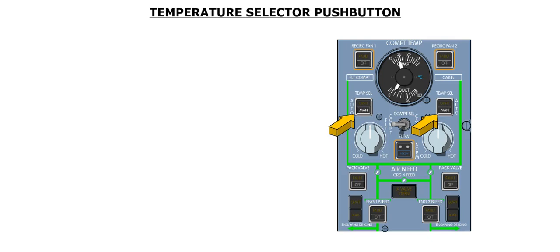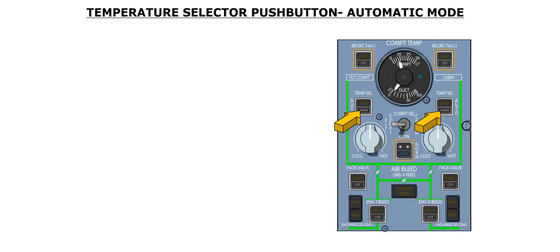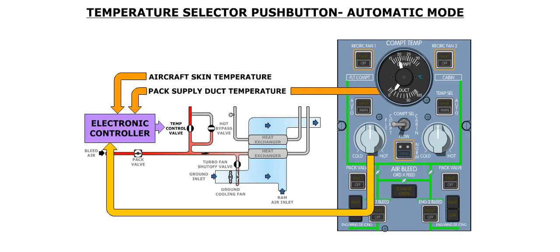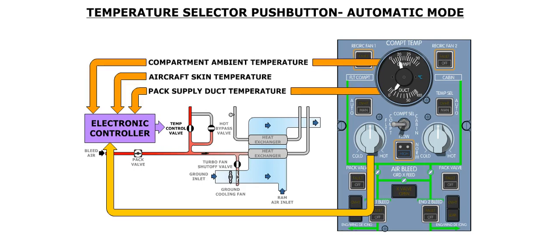The operation of the air conditioning system is controlled by the temperature selection push buttons. The automatic mode is selected when the push button is pressed in. In this mode, the electronic temperature controller will control the position of the temperature control valve, based on the temperature selected by the associated compartment temperature selector, as well as the pack supply duct temperature, the aircraft skin temperature, and the associated compartment ambient temperature.